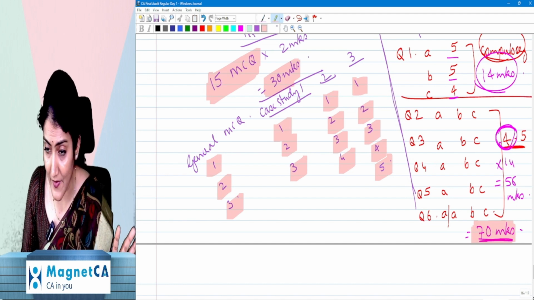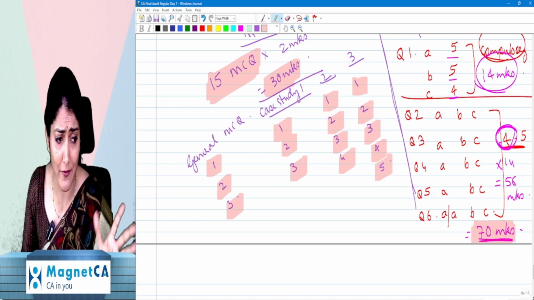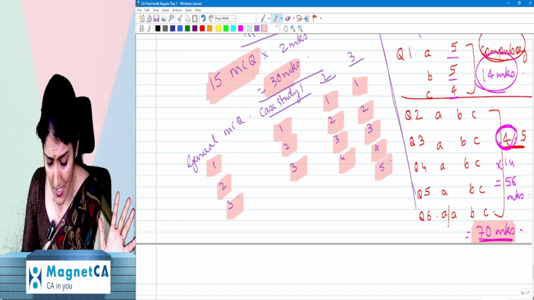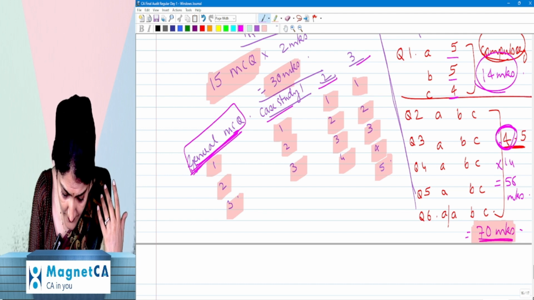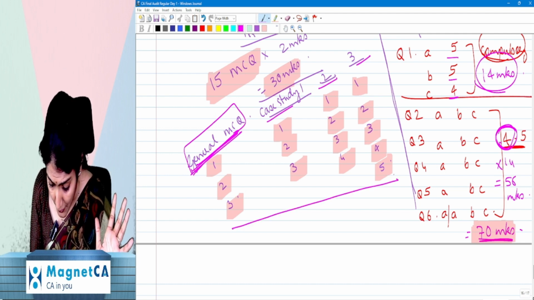So how many MCQs are there? 15 MCQs. No 1 markers, all are 2 markers. In that they have put the 3 case studies, and then some general MCQs. So that's the format of your paper.